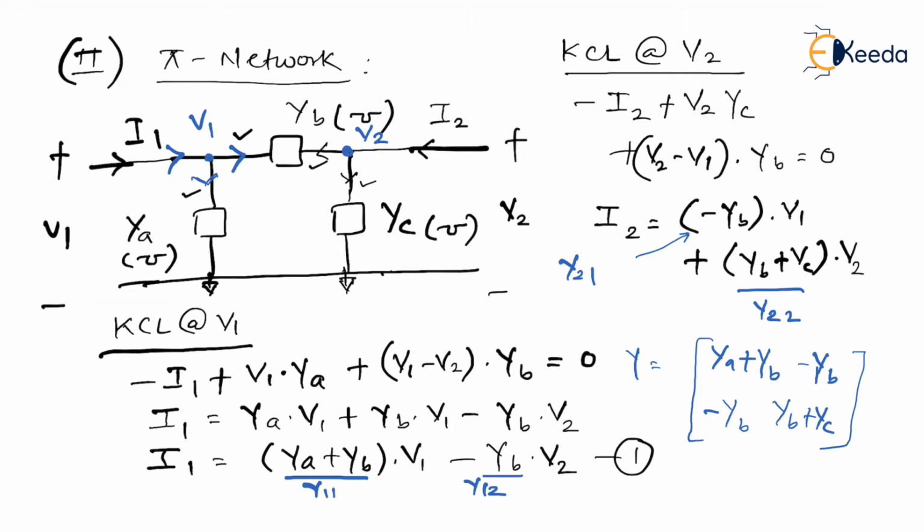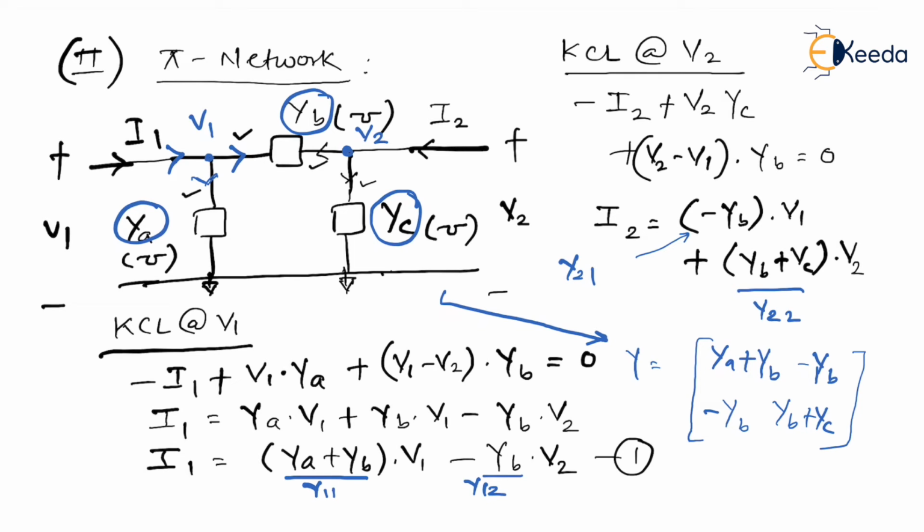So whenever you come across a pi network, you don't have to really go for KCL and follow a lengthy procedure, because in the GATE exam we really don't have so much time to waste for this. So we basically go for shortcuts. Whenever you have admittances YA, YB and YC in this way, you can write YA plus YB, minus YB, minus YB and YB plus YC as direct Y parameters.